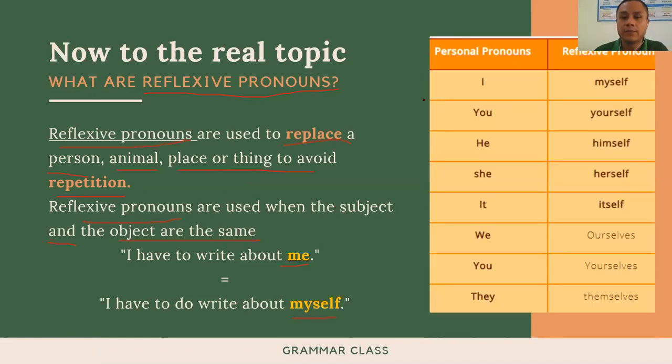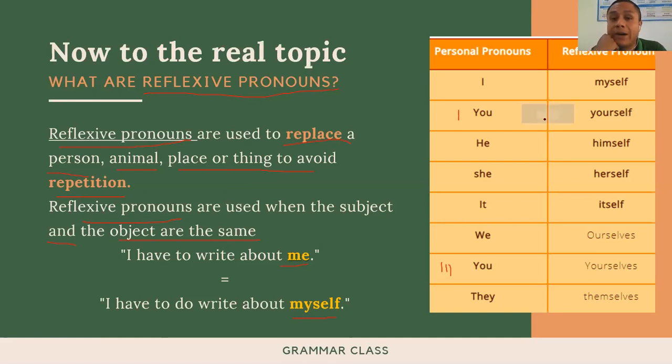Let me show you these examples. So the personal pronouns are I, you, he, she, it, we, you, and they. This is plural. This is one, okay? So it changes. I, myself; you, yourself; he, himself; she, herself; it, itself; we, ourselves; you, yourselves; and they, themselves. Let's add a verb.